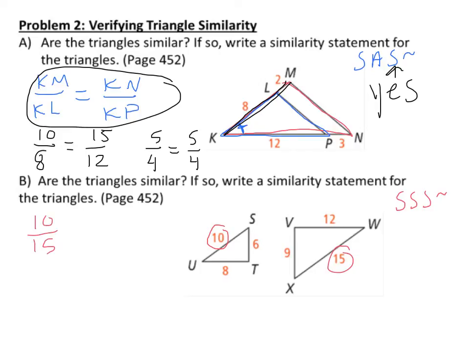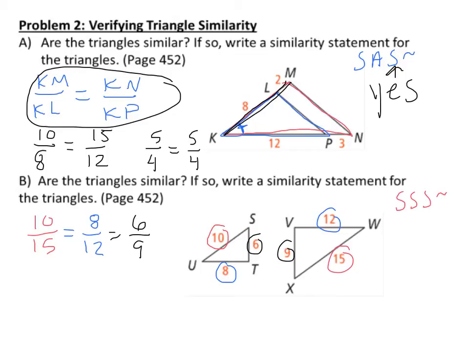And then what's my second largest would be 8. My second largest would be 12. So I want to see if that's going to be equal to 8 over 12. And then my smallest is 6. My smallest is 9. So I want to reduce those all to see if they're going to be the same.